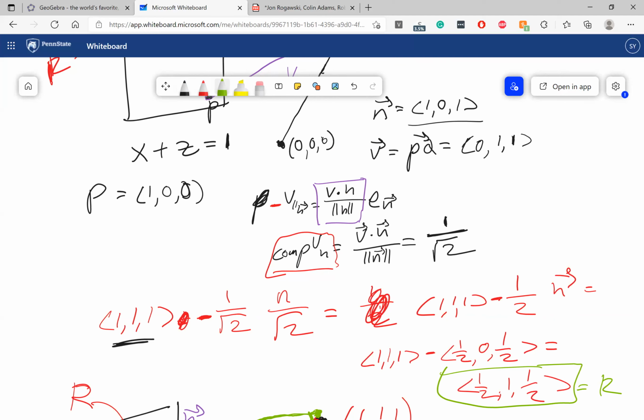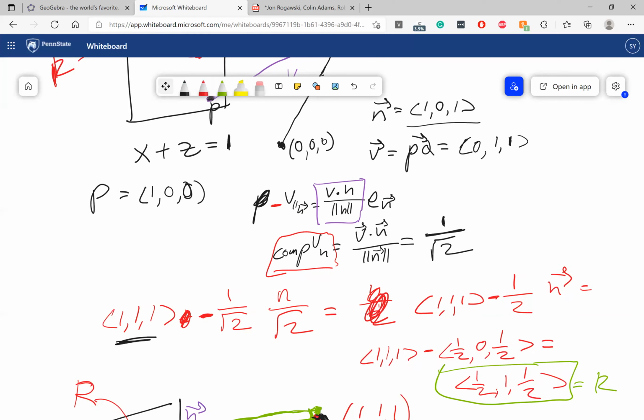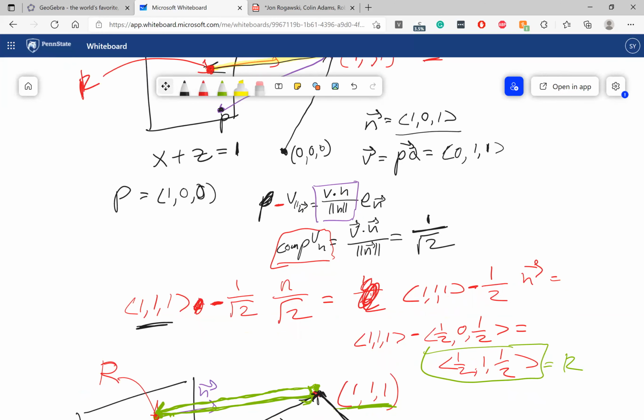What would be the easiest way to tell? Yeah, plug it into your plane equation right over here. Well, 1/2 plus 0 plus 1/2 is equal to 1. So it makes sense that this point lies in our plane. And it would also make sense that it's the point R.